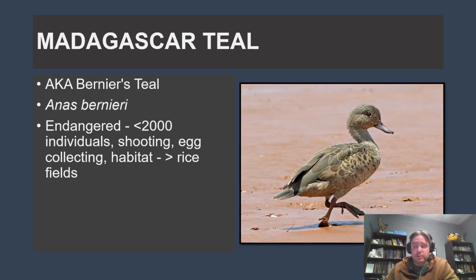And you can see Bernier's teal is a rather nondescript species with a sort of reddish brown eye. Otherwise, it's a fairly plain looking duck.